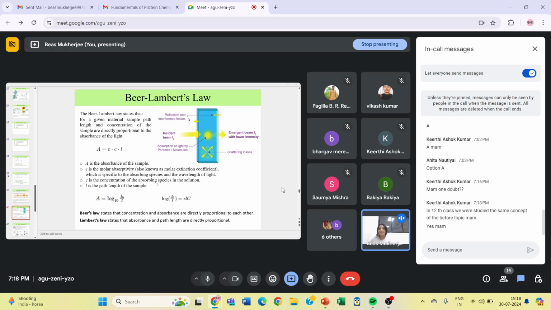So C is the concentration of the absorbing species and L is the path length. As we move on with the course, you will find new things, hopefully.